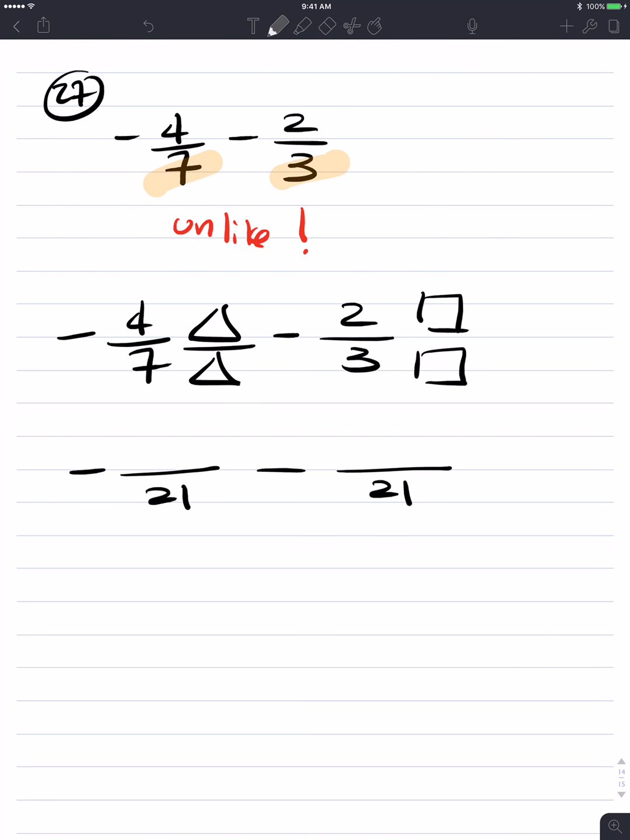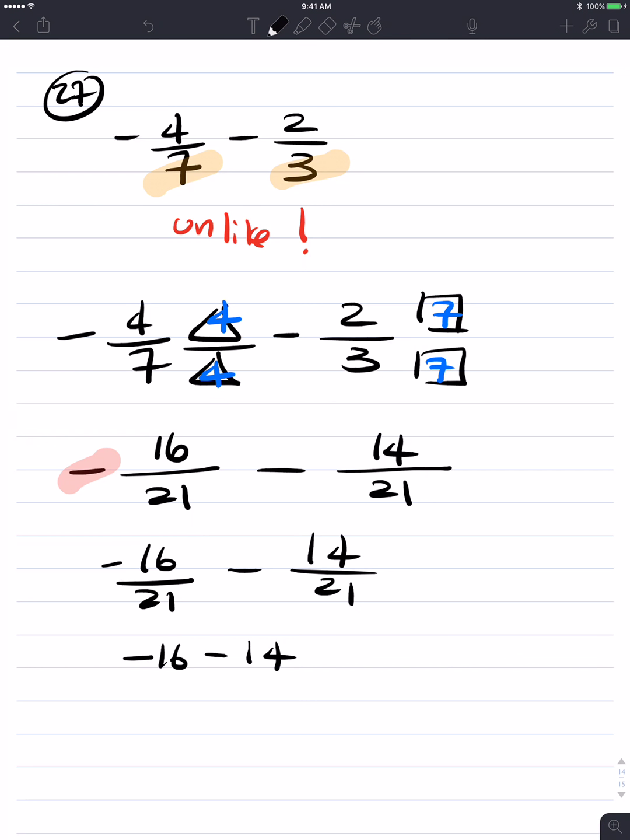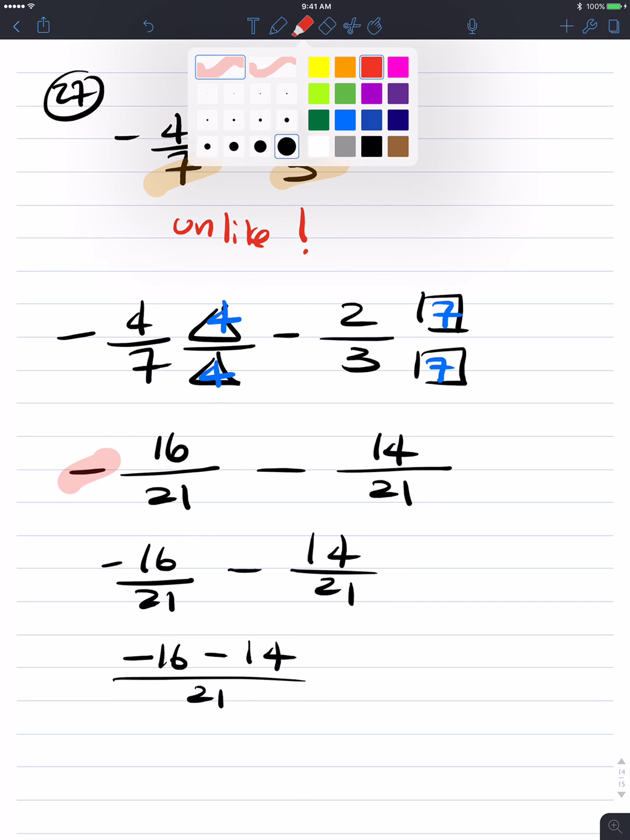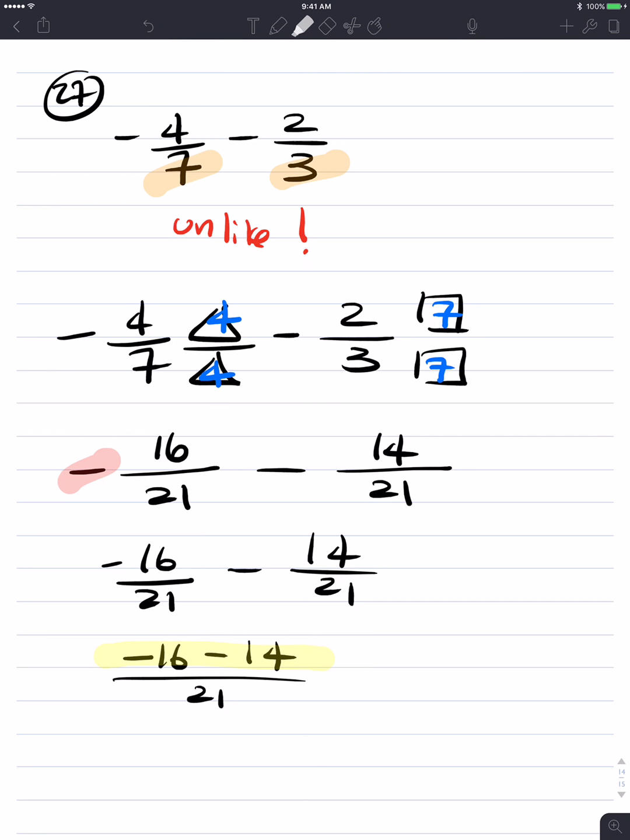So now 7 times what number is 21? We find 7 times 3 is 21. 3 times 7 is 21. 3s are in the triangles, 7s are in the squares. So now negative 4 times 3 is negative 12... Negative 4 times 4 is negative 16. 7 times 2 is 14. Put the negative sign with the 16. You get negative 16 over 21 minus 14 over 21. Negative 16 minus 14 over 21. Perform your arithmetic in your numerator. Negative 16 minus 14 is negative 30 over 21.